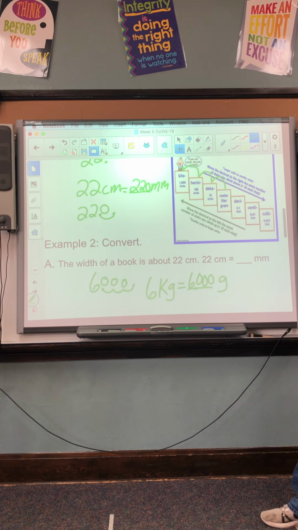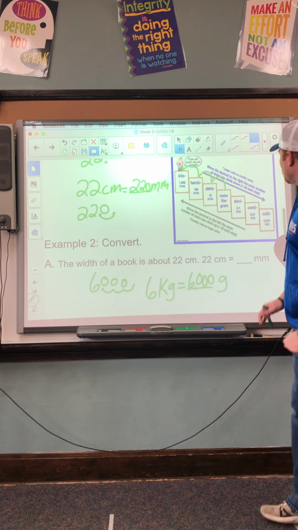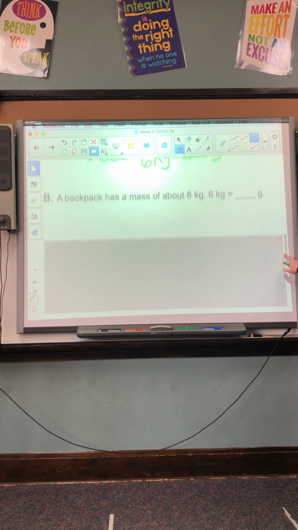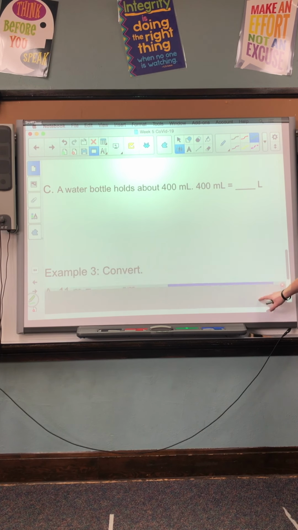Or multiply by 1,000, because there's 3 zeros. Since you're going down 3 stairs, there's 3 zeros. So you just multiply, since we're going from larger to smaller. Oh, we got one more on this table, excuse me.